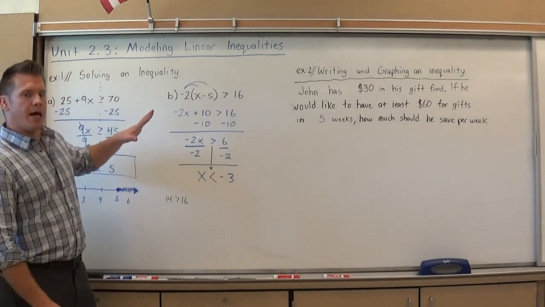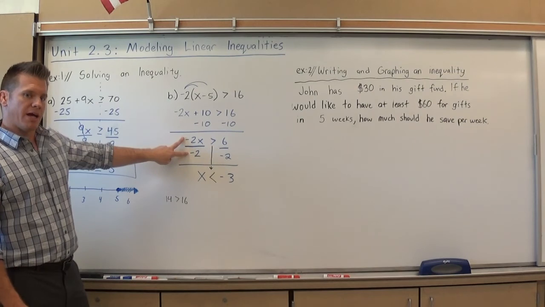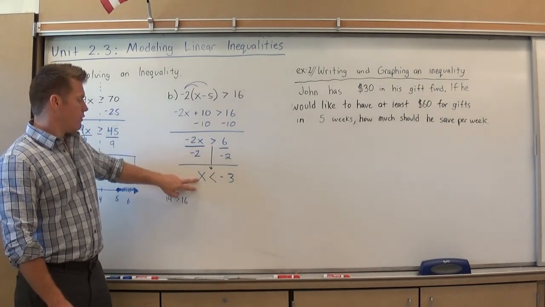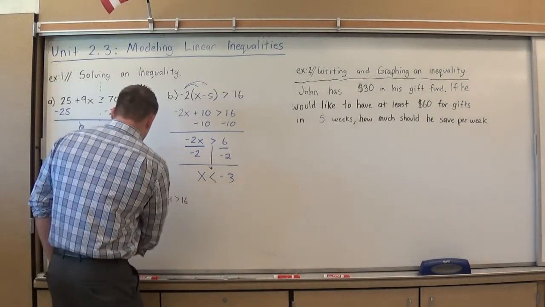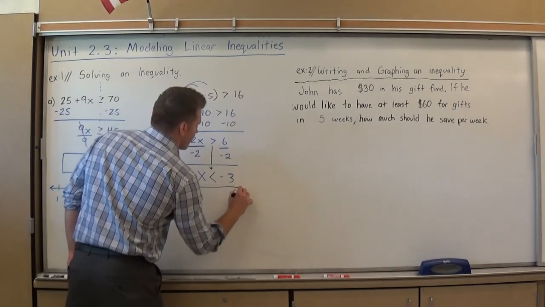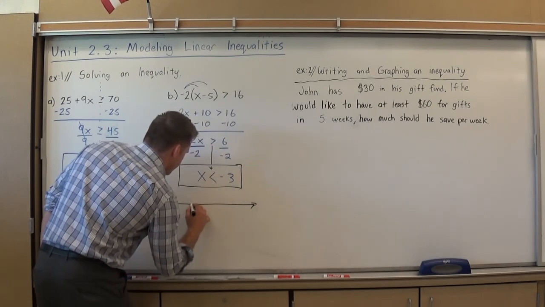And so anytime in math and solving inequalities where you end up multiplying or dividing by a negative in a step, multiplying or dividing by a negative, you have to flip your inequality sign. Okay, make a note of that. So the actual answer here is going to become x less than negative 3. And I'll now want to graph that on a number line.